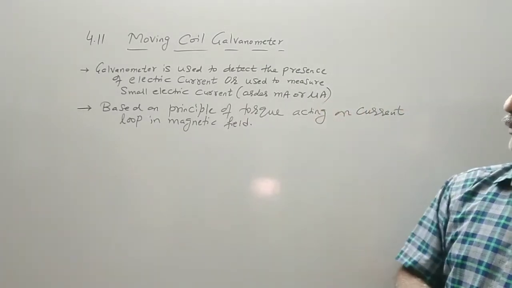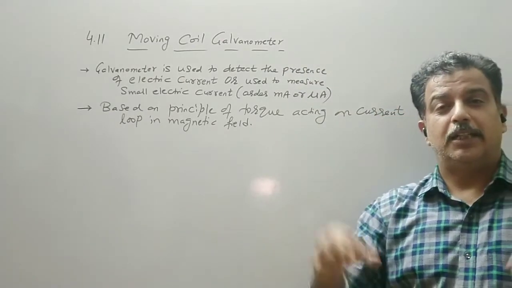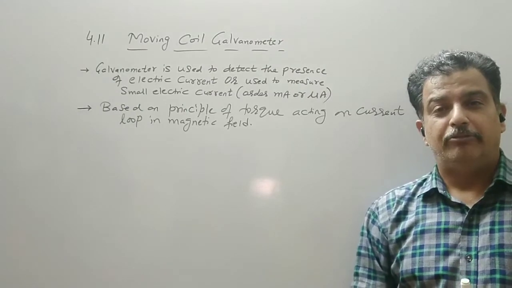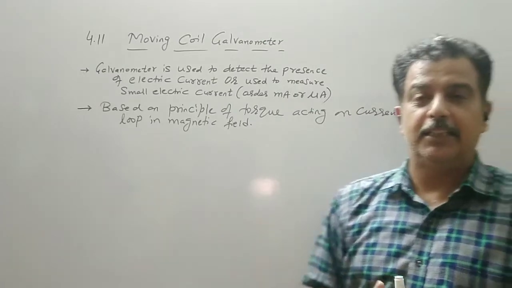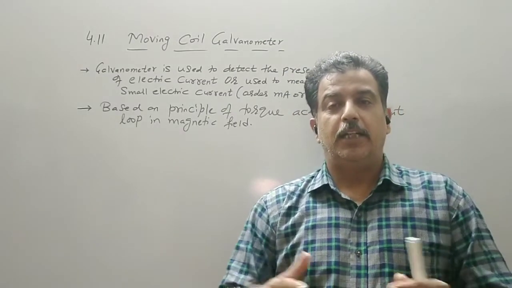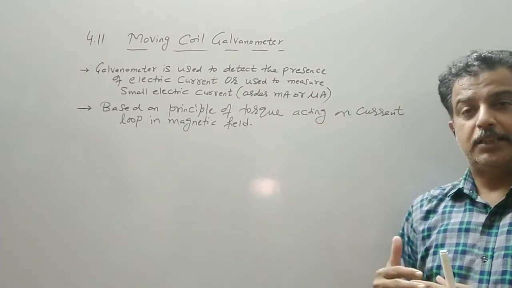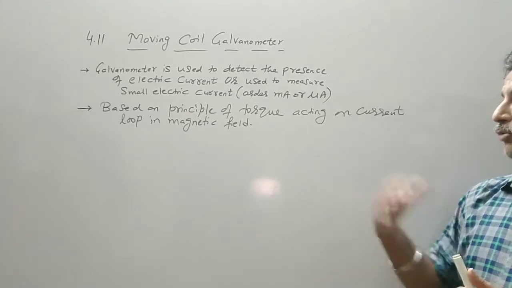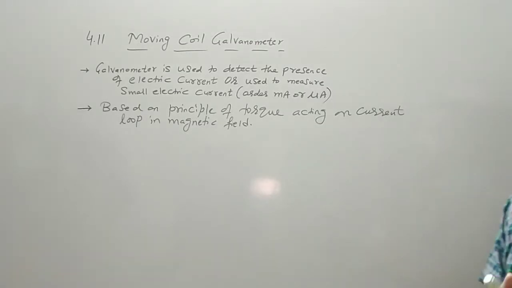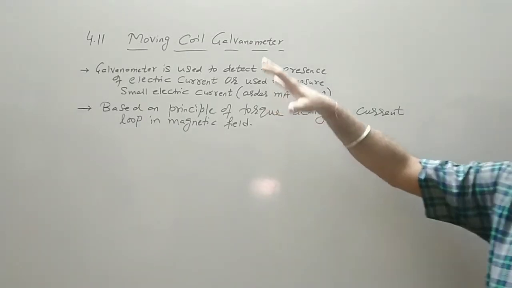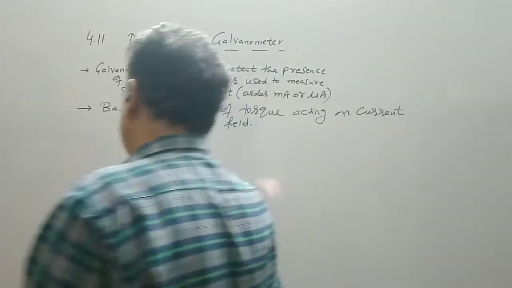So it is based on the same principle, because this moving coil galvanometer consists of a coil which is suspended in a radial magnetic field. Now when we did the theory, the coil was in a uniform magnetic field. Here the magnetic field is fixed, but it is radial. So we will see what a radial magnetic field is and why we take a radial magnetic field here. So generally the principle is simply the torque acting on a current loop in a magnetic field.